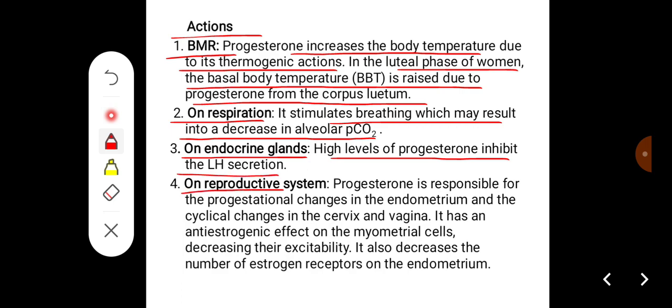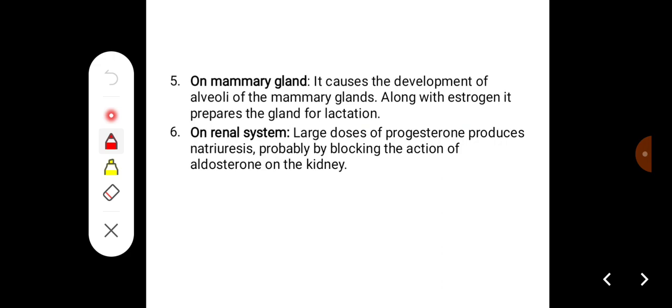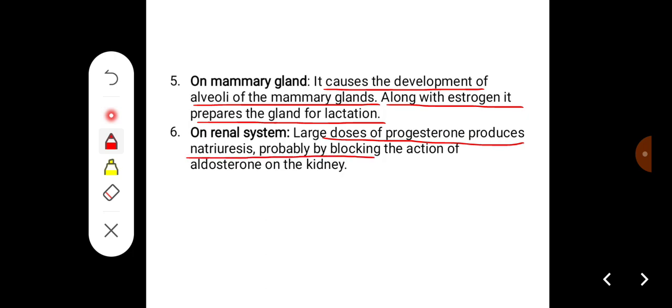Now their action on the reproductive system. Progesterone is responsible for progestational changes in the endometrium and the cyclical changes in the cervix and vagina. It has an anti-estrogenic effect on the myometrial cells, decreasing their excitability. It also decreases the number of estrogen receptors on the endometrium. On the mammary gland, it causes the development of the alveoli and mammary glands. Along with estrogen, it prepares the gland for lactation. On the renal system, large doses of progesterone produce natriuresis, probably by blocking the action of aldosterone on the kidney.